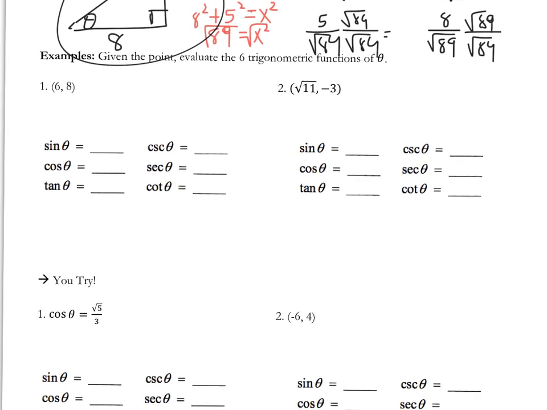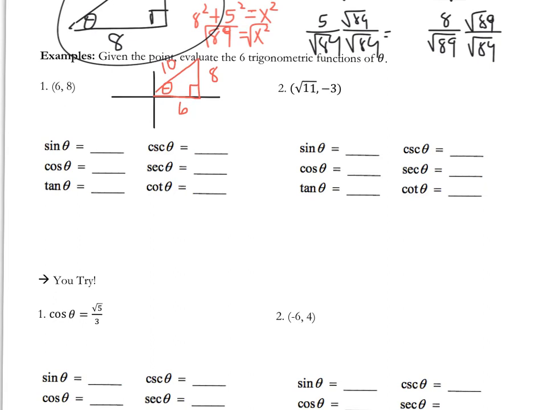So one more type of example is when I'm given a point. When I'm given a point (6, 8), let's think about that. If I make a coordinate plane and I want to plot (6, 8), I'm going to go over 6, and then I'm going to go up 8, right? Notice if I connect that to my origin, I get a right triangle. Now I can put theta there, and I do the exact same thing I've just been doing. 6 squared plus 8 squared is 100, the square root of that is 10. So now I'm going to fill all of this out.